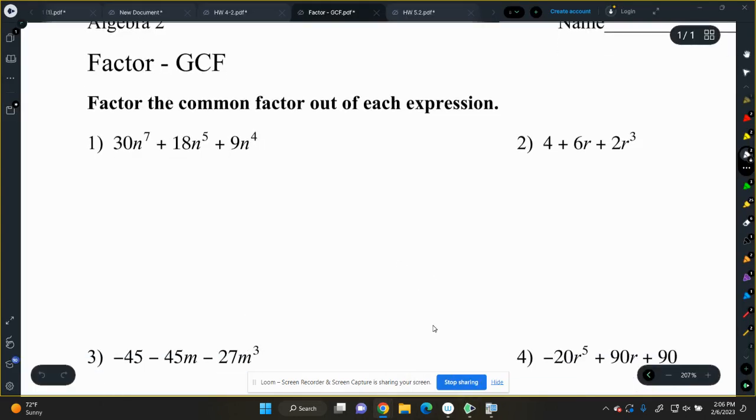All right, here's the first one. So let's see here. RJ, what did you take out of the first one? Oh, I'm sorry. Say again? 10? We need something that goes into all 3 of these numbers. 3. I thought you said 10. Okay. All right, so what else can we take out? Mary, what else can we take out?